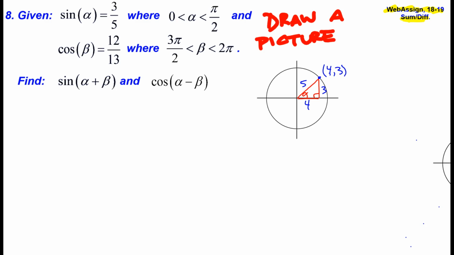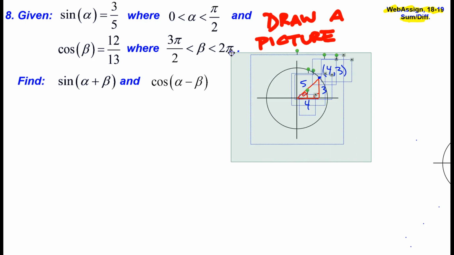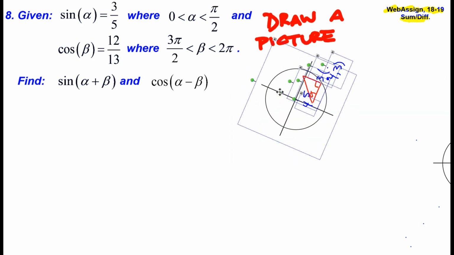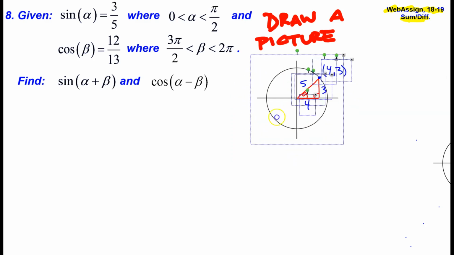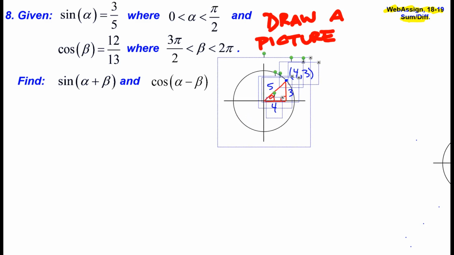All right, so that's all good there. Whoa, that is not what I intended to do. Undo that. Trying to move that bad boy. That's alpha. So let me go ahead and label this picture as alpha, and then over here I'm going to do beta.